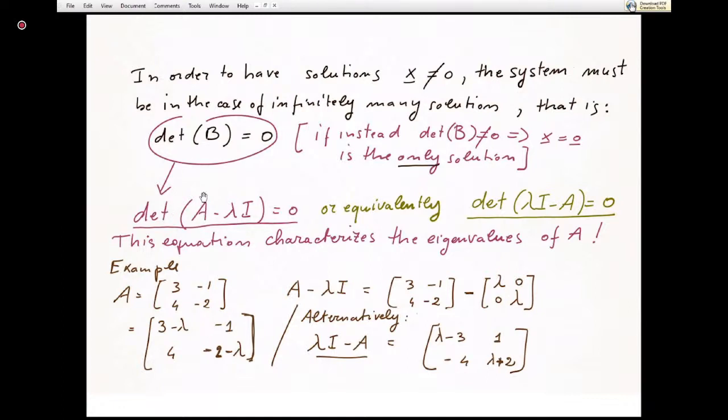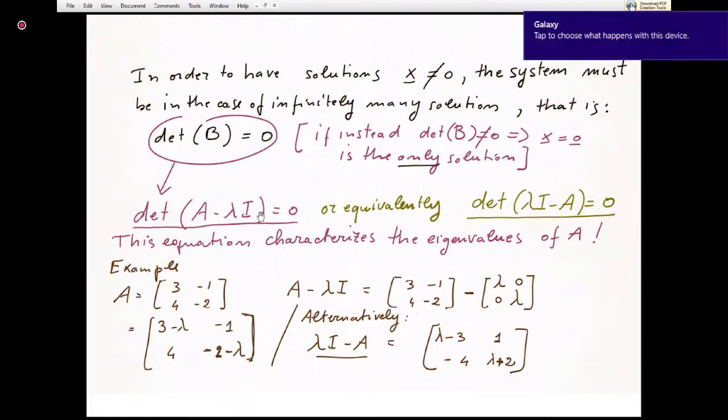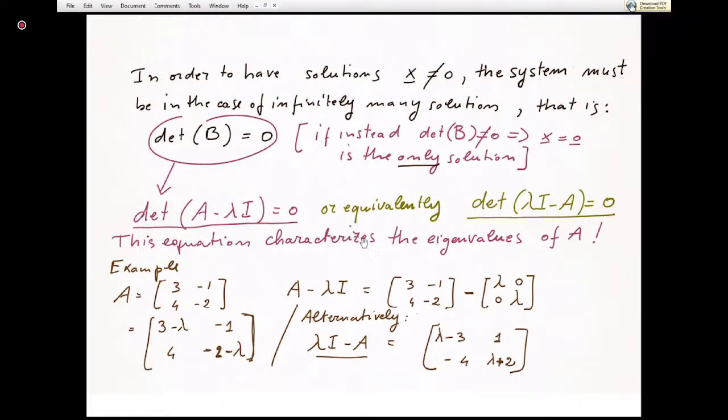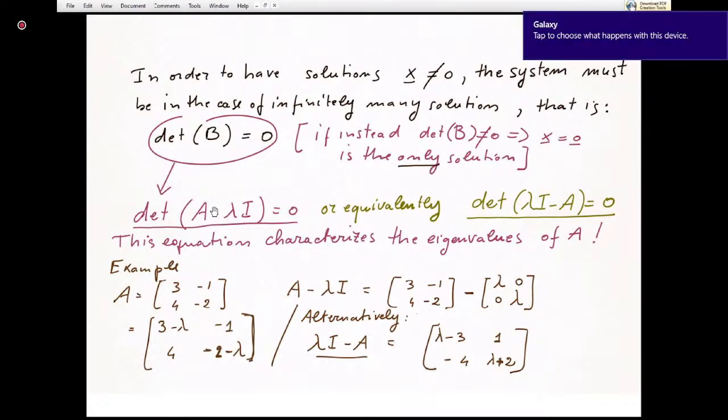So basically, if you have your matrix A and you want to find the eigenvalues, you just have to compute the determinant of A minus lambda identity, which is the algebraic sum between two matrices. In one matrix, the unknown lambda appears. You compute the determinant of this, you set it equal to 0, you solve the equation, and you find the eigenvalues of the matrix. So this is the equation that characterizes the eigenvalues of A. In fact, it is called the characteristic equation.